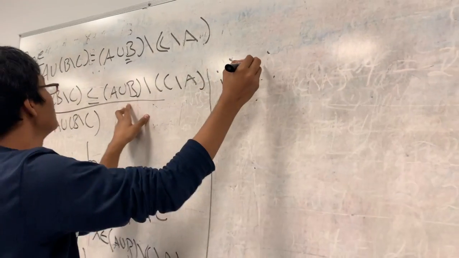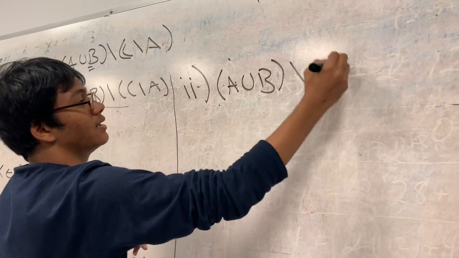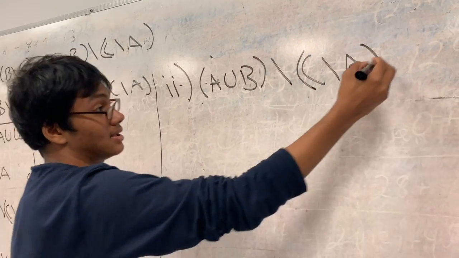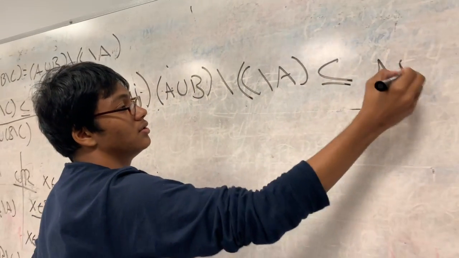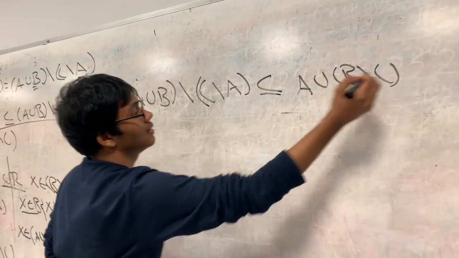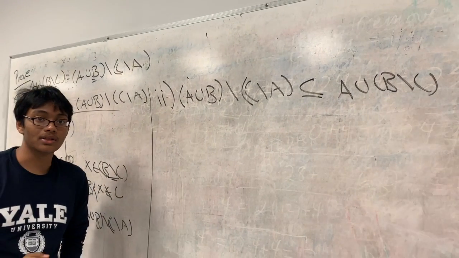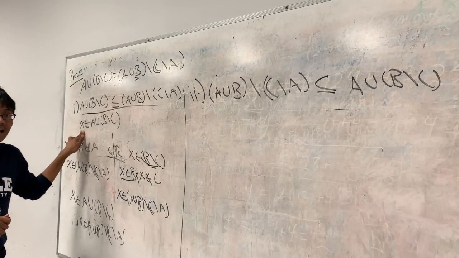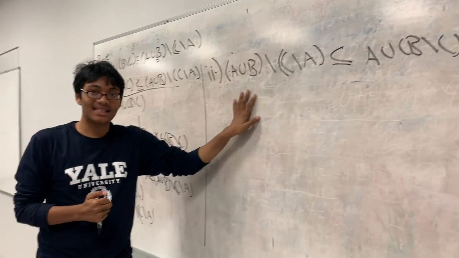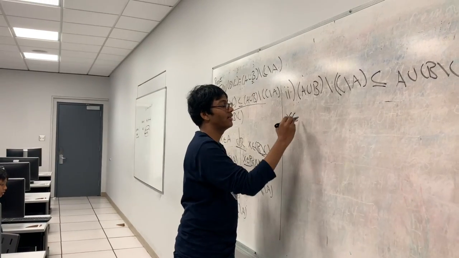We want to show that A union B difference C difference A is a subset of A union B difference C. Okay, so how do we show this? Well, exact same method. Let's pretend there's an element x inside this left-hand side. So let x be an element of the left-hand side.